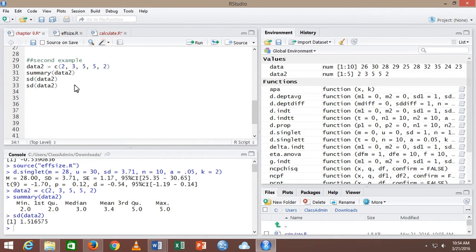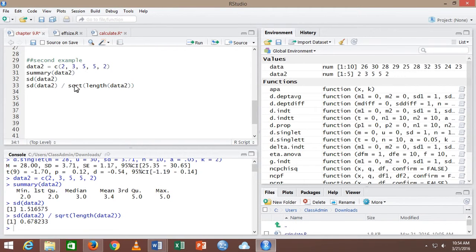Remember the crazy standard error formula. Okay, so I'm going to take my standard deviation, divide by the SQRT, so square root of n. If you just want to type 5 here, you're good. Or we could do the length of data 2 and make it calculate that it has 5 people. So be sure you leave in the square root part. Remember, it's standard deviation divided by the square root of n. So we should get 0.68.